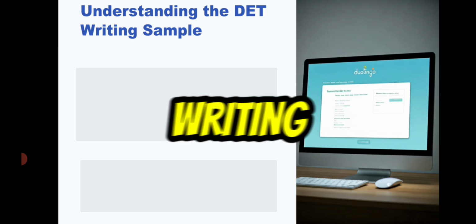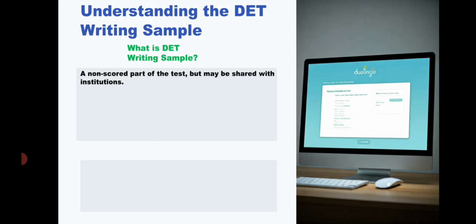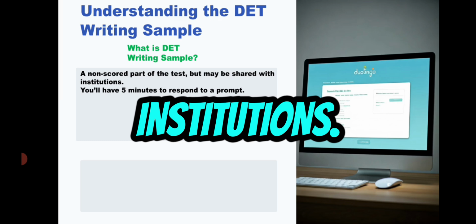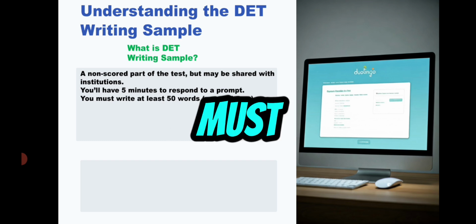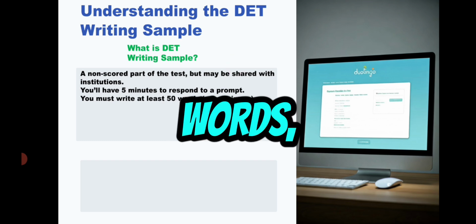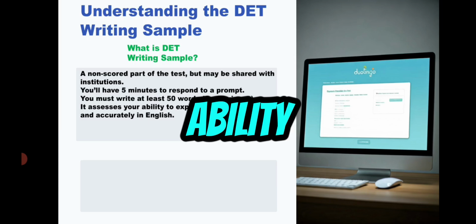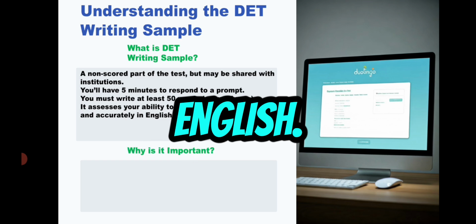Understanding the DET writing sample. What is the DET writing sample? This is a basic question. It is a non-scored part of the test, but may be shared with institutions. You will have 5 minutes to respond to a prompt. You must write at least 50 words, no maximum. It assesses your ability to express yourself clearly and accurately in English.